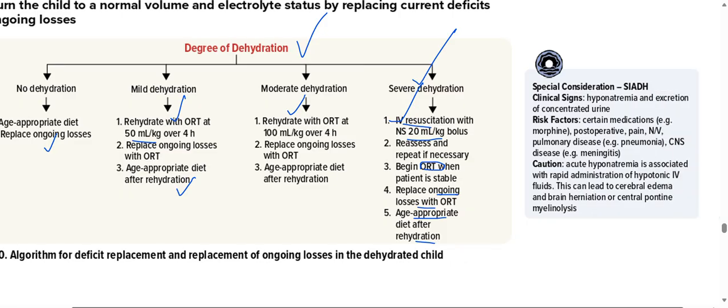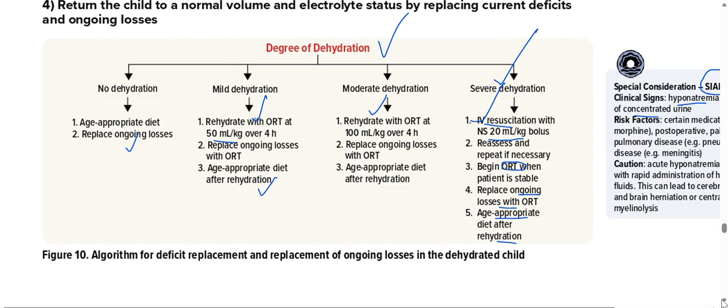Then a special consideration in SIADH, that is syndrome of inappropriate ADH secretion: the clinical signs include hyponatremia, low sodium, and excretion of concentrated urine. It is the opposite in diabetes insipidus, where there is hypernatremia and excretion of extremely dilute urine.